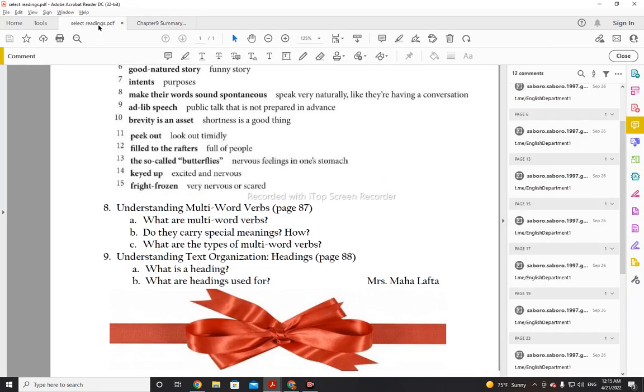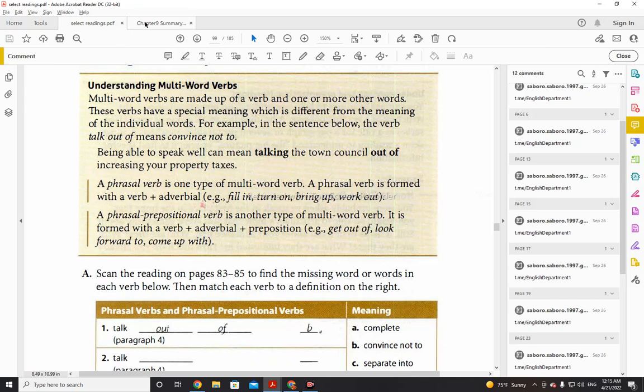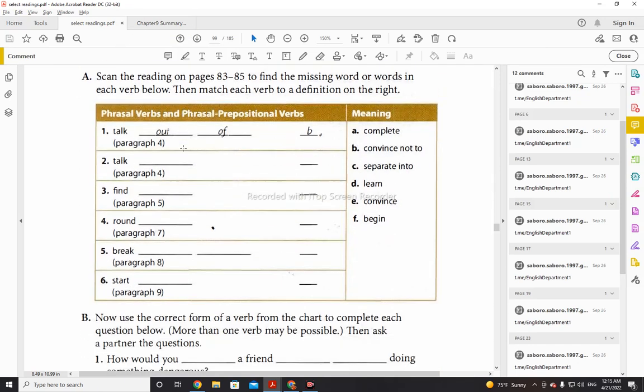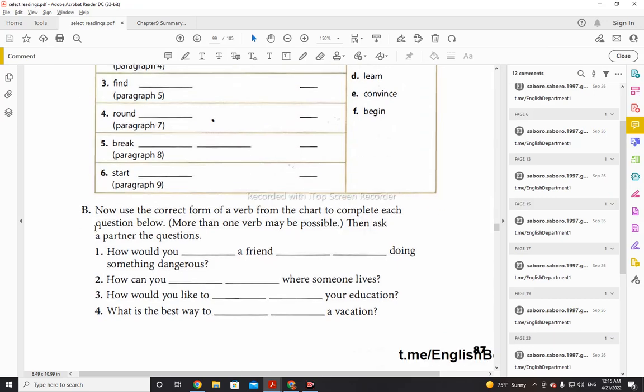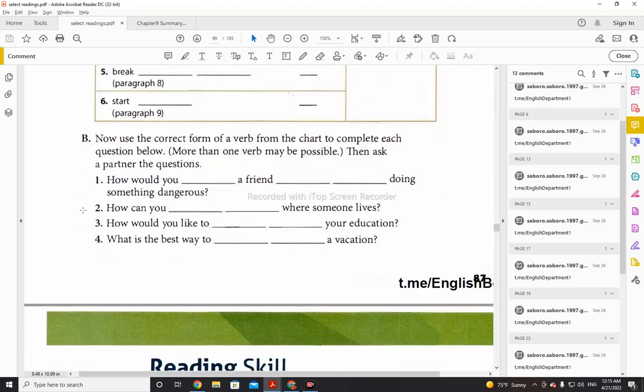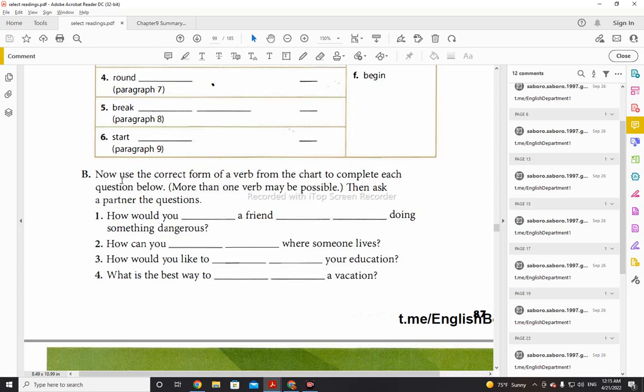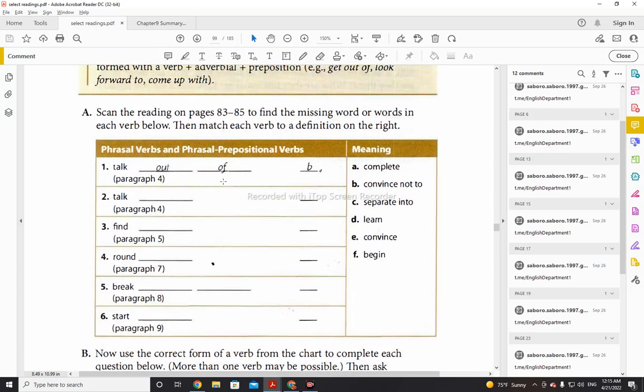Would you like to do the exercise? Yeah, for sure. Exercise A. Scan the reading on page 83 to 85 to find the missing words in each verb below. Then match each verb to a definition on the right. The first one is already solved. Talk out of. It means convince not to.